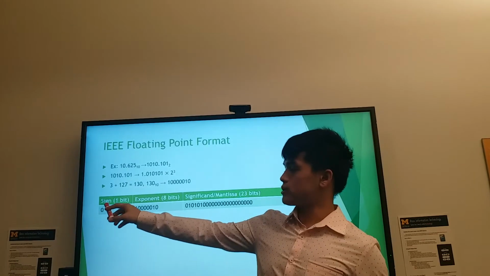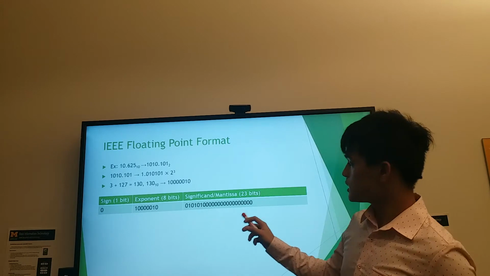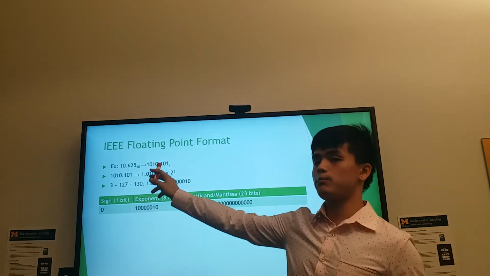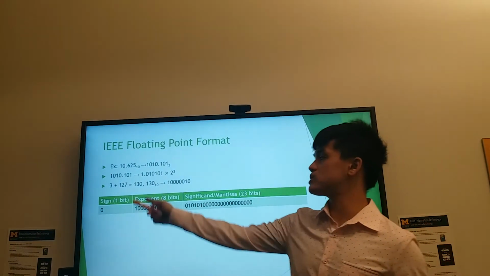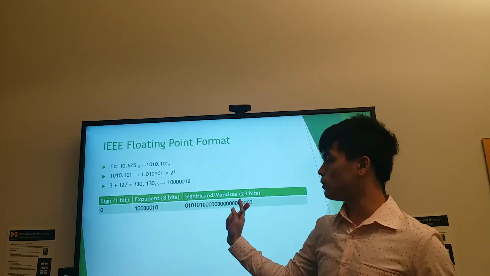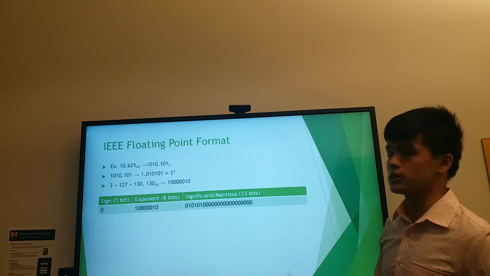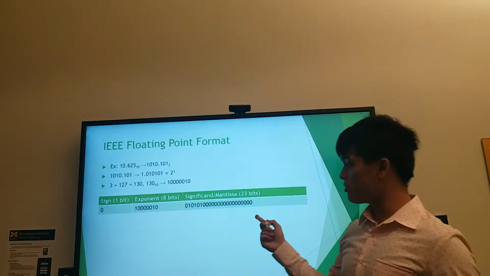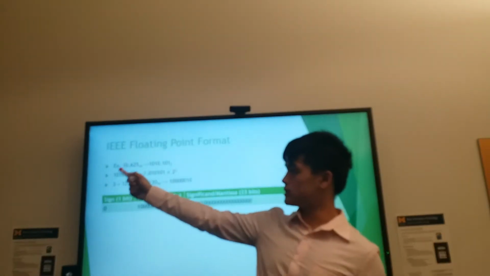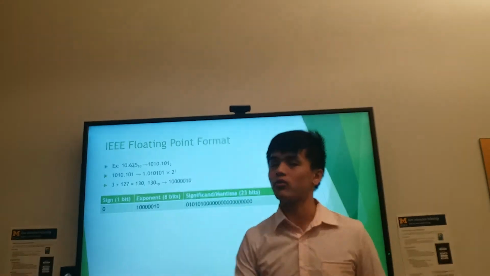For the sign bit, as I mentioned, it's positive. And then we have the mantissa. We neglect the number before the decimal point, and we only store the number back here, which is 010101. And then the other bits are just followed by zeros because we don't care about those. So this number over here is a representation of 10.625 in IEEE floating point format.